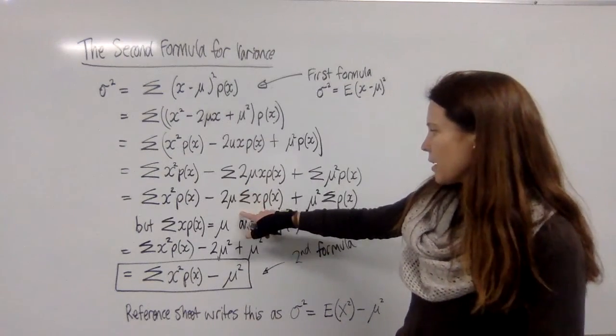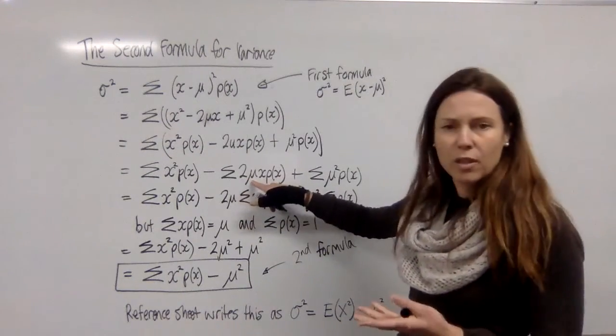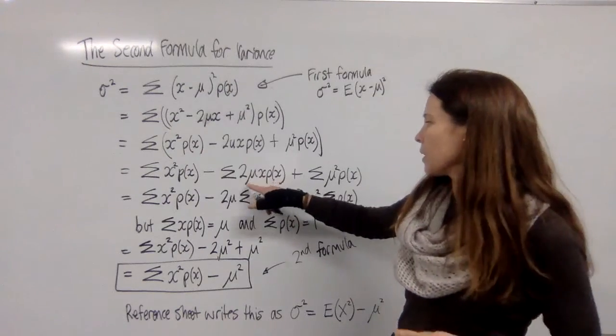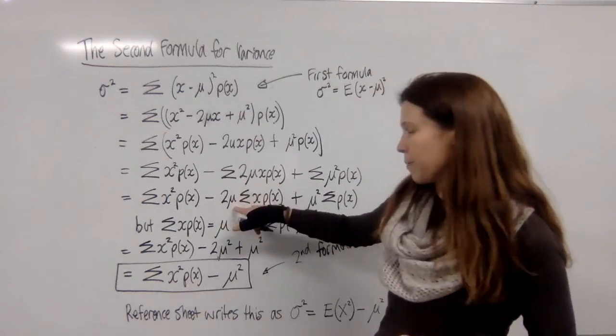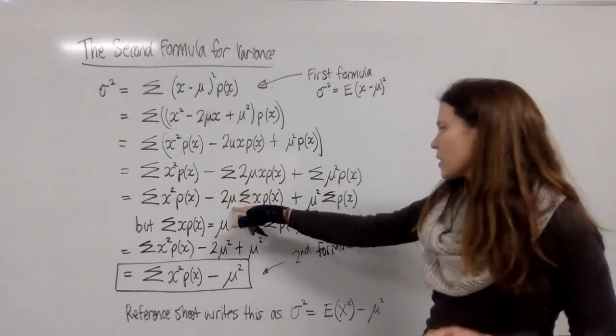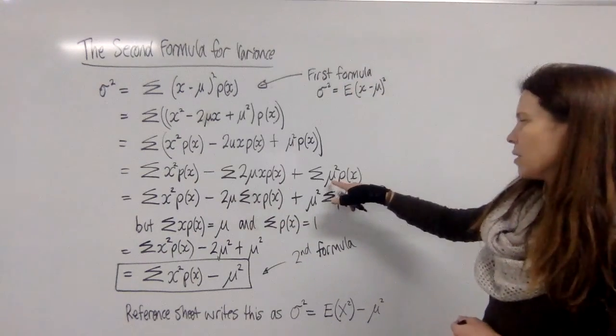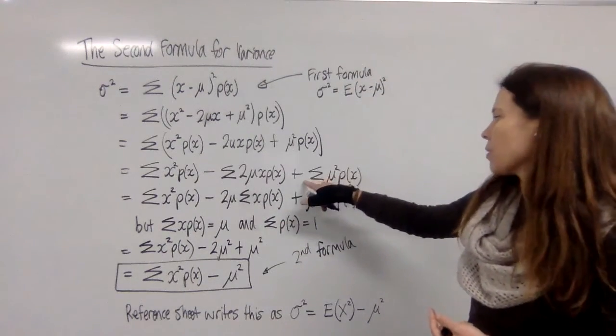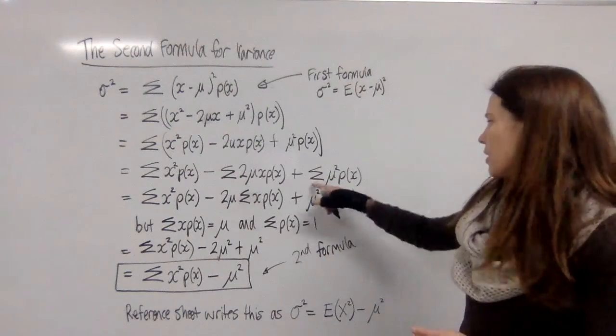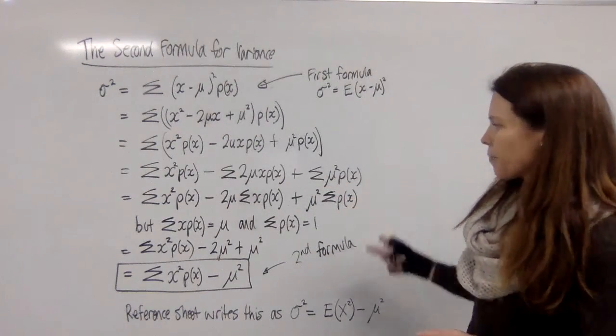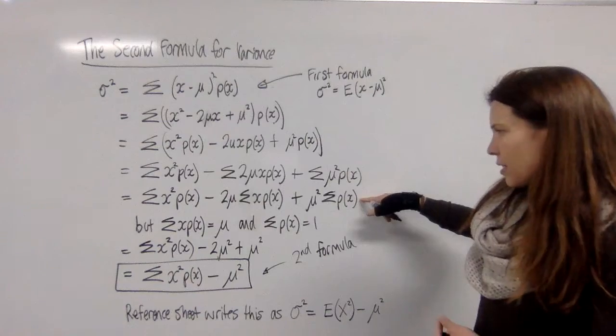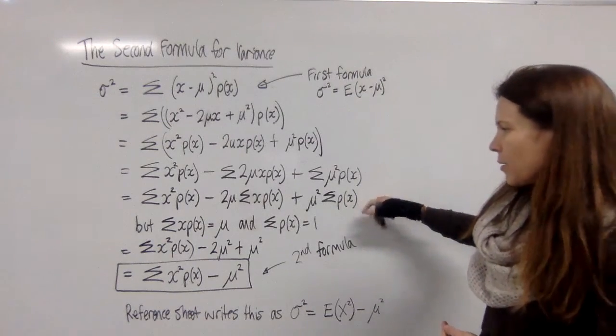From this line to this line, I've said, hang on, 2 lots of mu, that's just going to be a number. Let's bring that out the front of the sum. Why have I done that? Well, you'll see in a minute. And I've done the same thing here. Mu squared, that's just a number. I'm going to bring that out the front of the sum and then just take the sum of p of x. Now, when I look at this line, there's a few things that jump out.